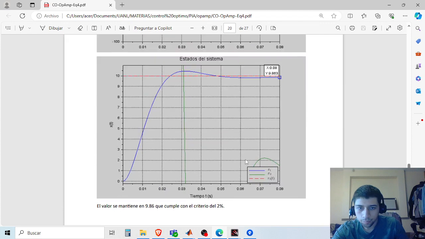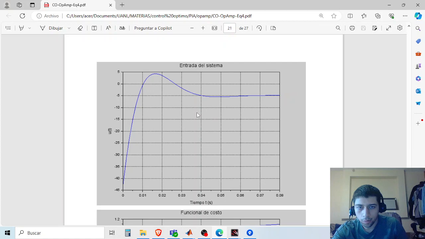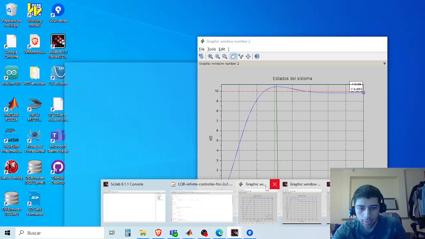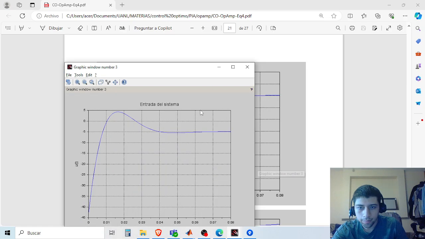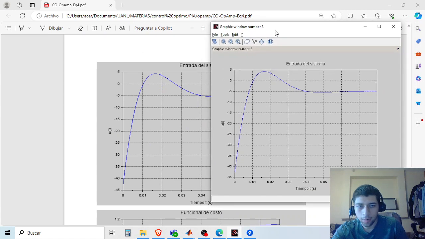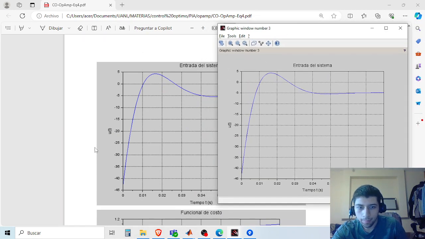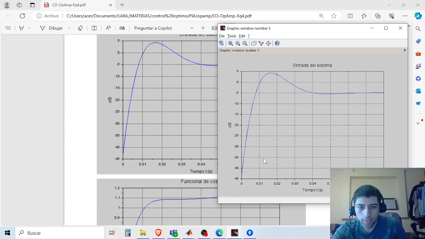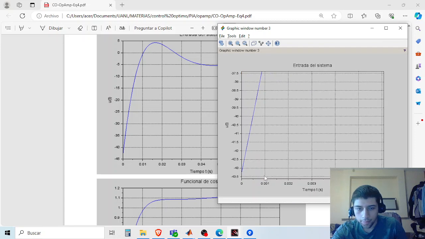So we are gonna work it out with these values in the following presentation. So just let me display the last two graphs. So this would be the optimal control law performance over time, and as we see, it is a pretty high value for the first voltage peak.